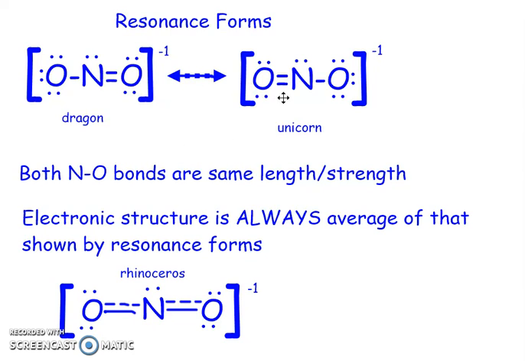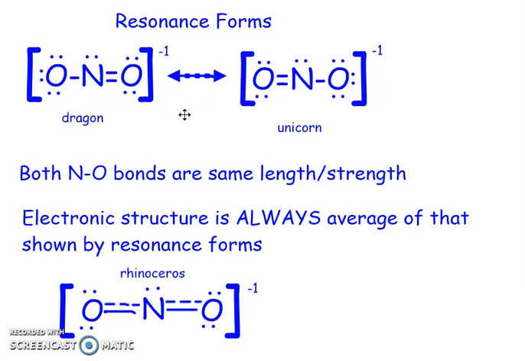Now, they look like exactly the same thing. They're mirror images of each other, one single bond and one double bond coming off of the nitrogen to each oxygen atom. However, if one of these were the actual structure, then we would have one single bond and one double bond coming off of the nitrogen. So the bonds between the nitrogen and the oxygens would be different. Double bonds are shorter in length and stronger than single bonds.